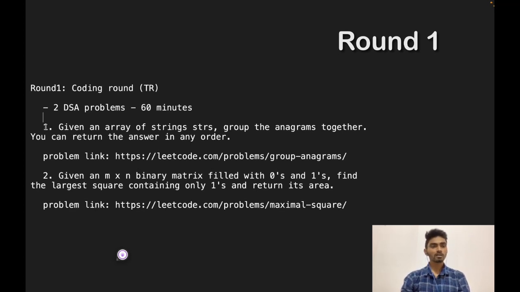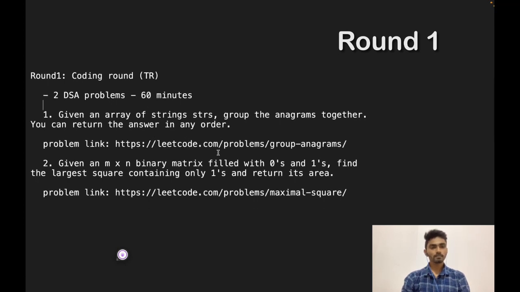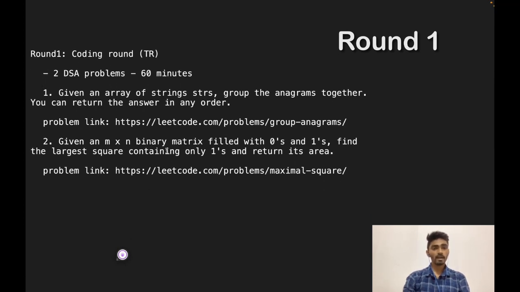These are the two questions they provided me in this round. One of them is: given an array of strings, group the anagrams together. You can return the answer in any order. And the second question is: given an m by n binary matrix filled with zeros and ones, find the largest square containing only ones and return its area.